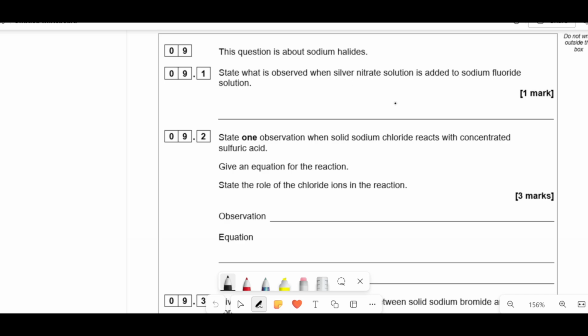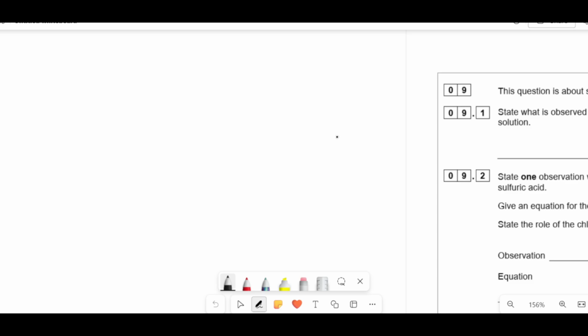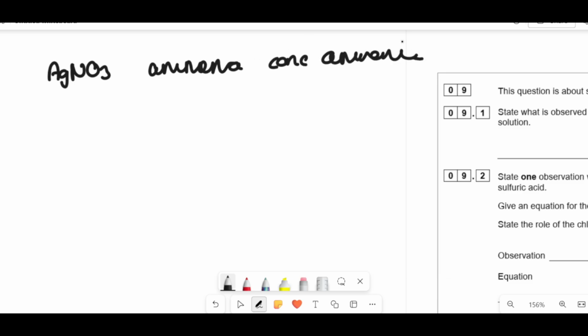So this question's about sodium halide. State what's observed when silver nitrate solution is added to sodium fluoride. So whenever you're adding silver nitrate to the halogens, you can either end up with a precipitate or a solution depending on what it is. So these are the general results. So here's AgNO3, here's when you add ammonia, and this is when you add concentrated ammonia. So for F minus, Cl minus, Br minus, and I minus.